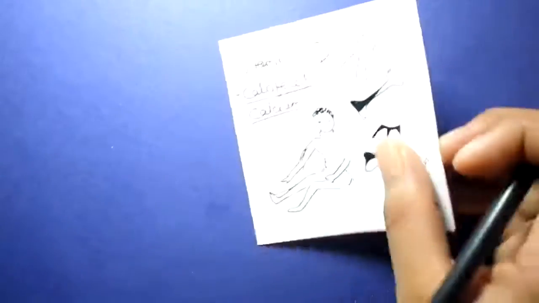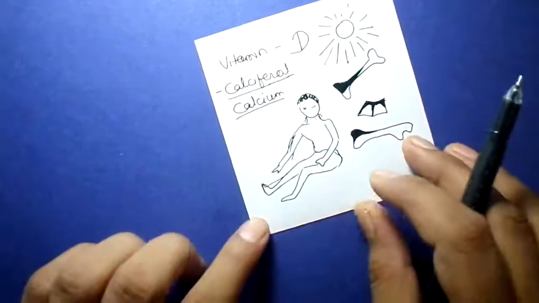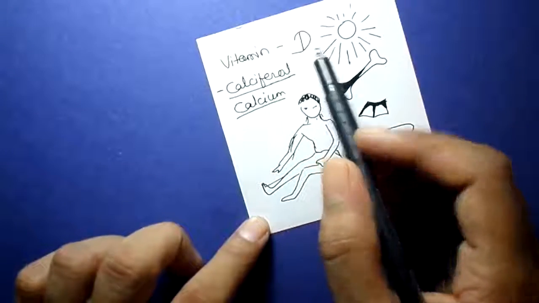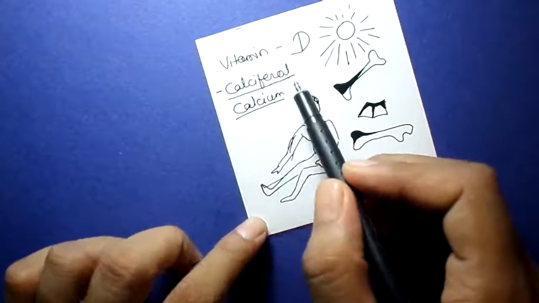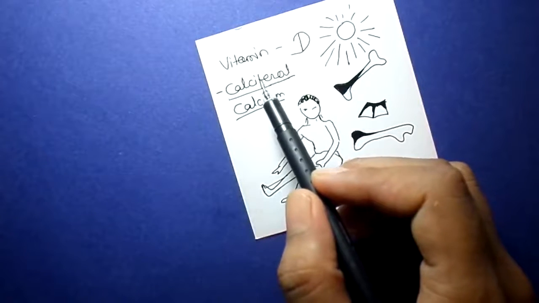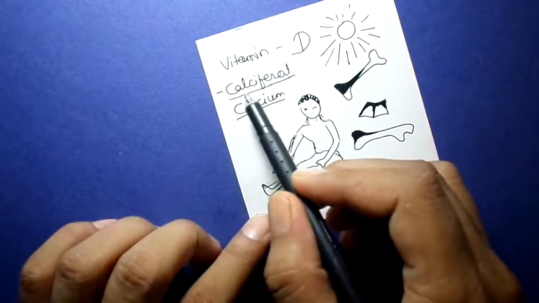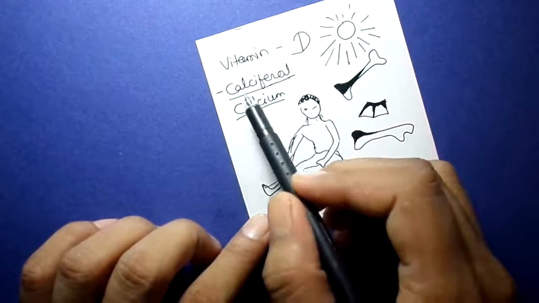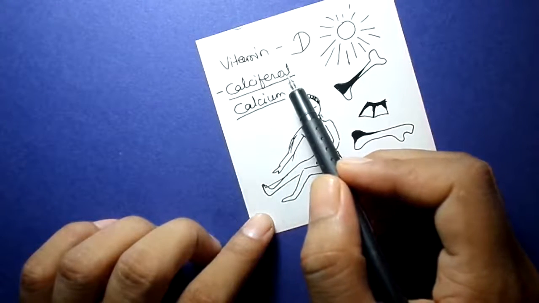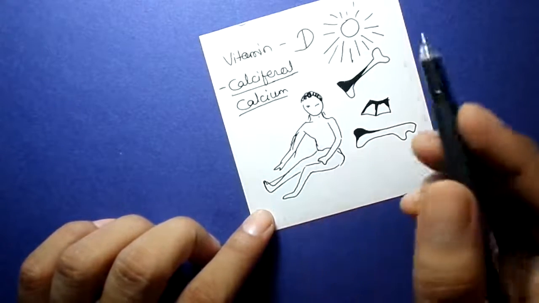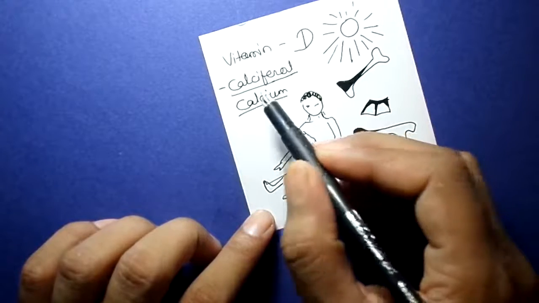Now let's move on to vitamin D. The chemical name of vitamin D is calciferol, C-A-L-C-I-F-E-R-O-L. We'll memorize this name by the mnemonic calcium.